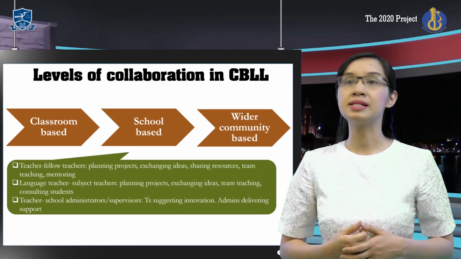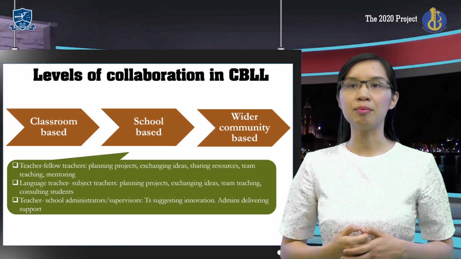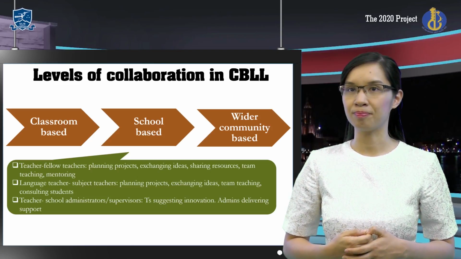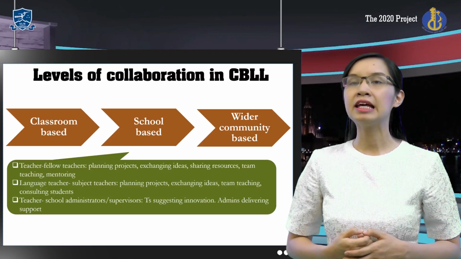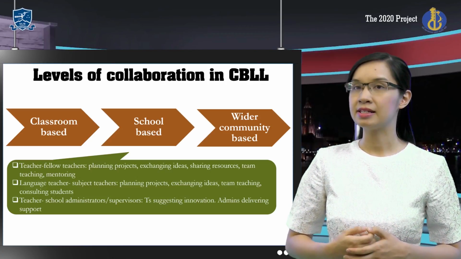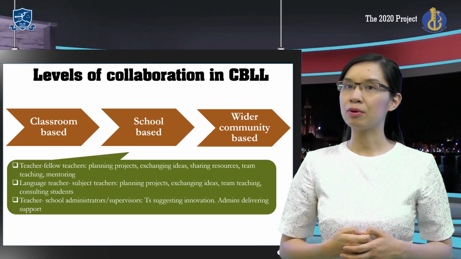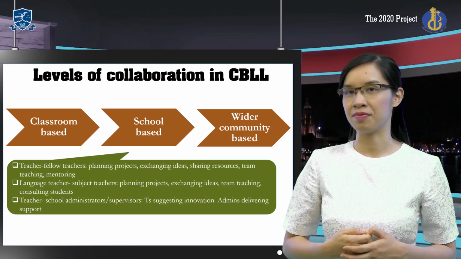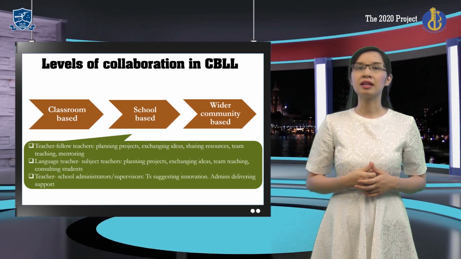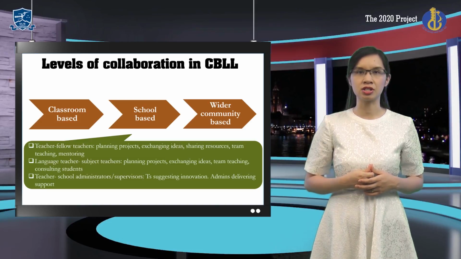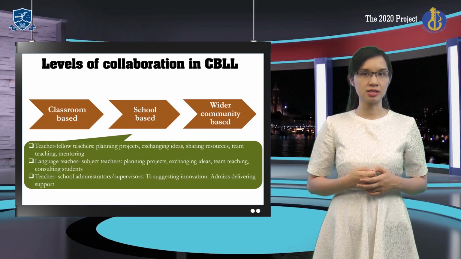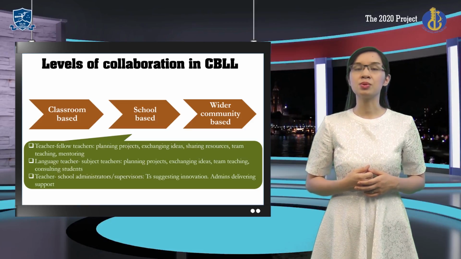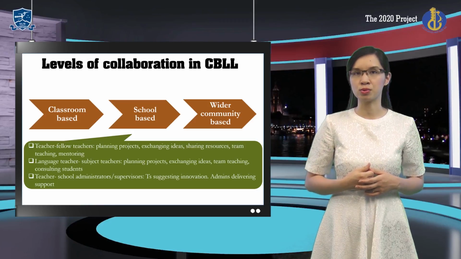Within a school or institution, the staff can collaborate to make community-based language learning more likely to become successful. This level of collaboration includes three main relationships: teacher and fellow teachers, language teacher with subject teachers, and teacher with school administrators and supervisors. First, for the collaboration among language teachers, they can have regular discussions in faculty meetings, seminars, or informal conversations to exchange ideas and share resources.